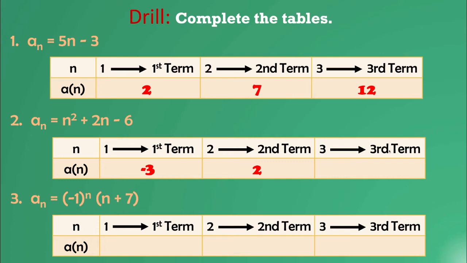To get the third term, substitute 3 into all the n's here in the general term. So 3 squared plus 2 times 3 minus 6, that will give us 9. For number 3, the first term will be negative 8, second term is negative 9, and the third term is negative 10, using the same procedure that we have done in numbers 1 and 2.